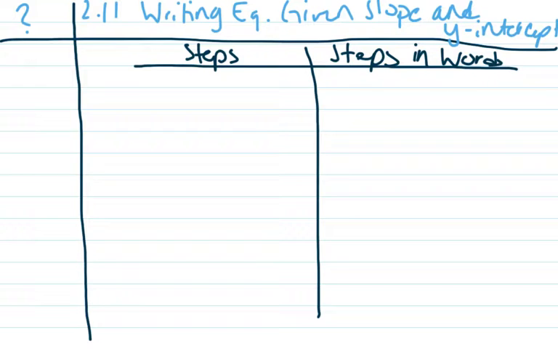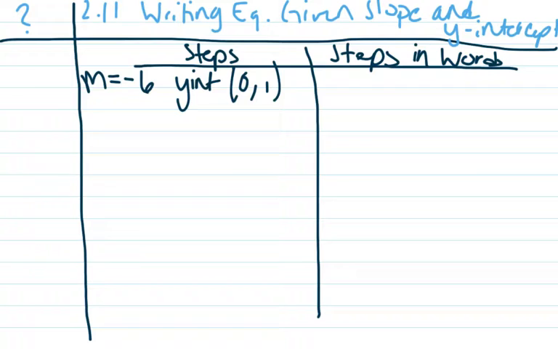Last one here. We have m equals -6 and y-intercept is (0, 1). So anytime we have the y-intercept, it's always going to have 0, and then the number. If it doesn't, that means that it's not a y-intercept.